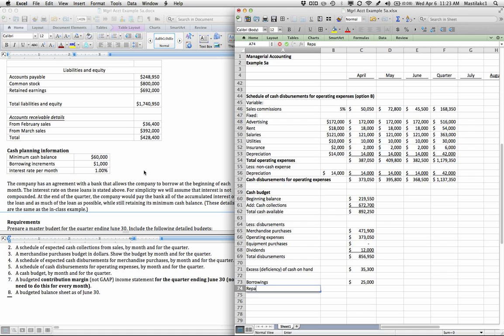We also have to worry about any repayments that we might have to make. Now, in the example that we're given, we're told we're only going to make a repayment at the end of the quarter, and we would repay interest at the end of the quarter. Again, the terms that we have in here are not terribly realistic, but they're there to make the budgeting the point instead of the financing details the point.